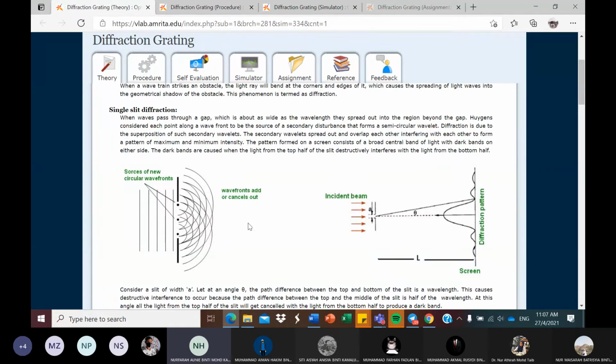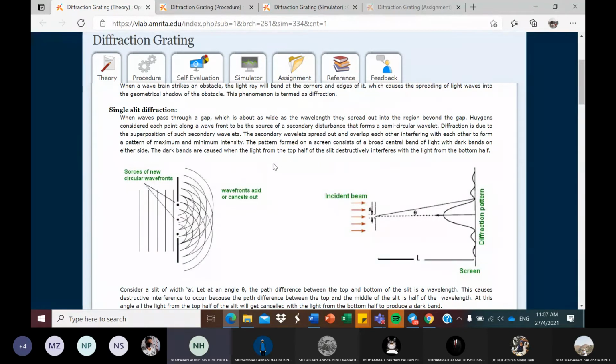When wave passes through a gap, which is about as wide as the wavelength, they spread out into the region beyond the gap. Huygens principle. Huygens considers each point along a wavefront to be the source of secondary disturbance that forms a semicircular wavelet. So the superposition of secondary wavelets will produce a diffraction.